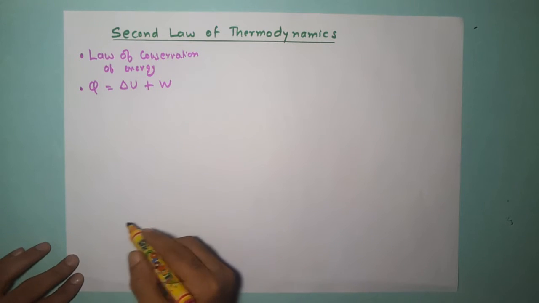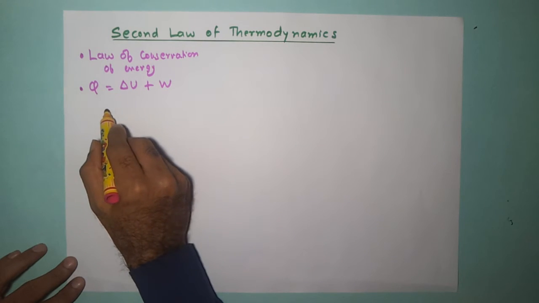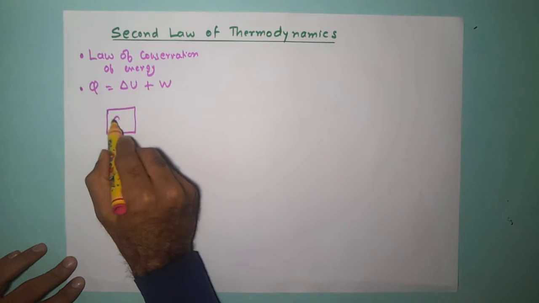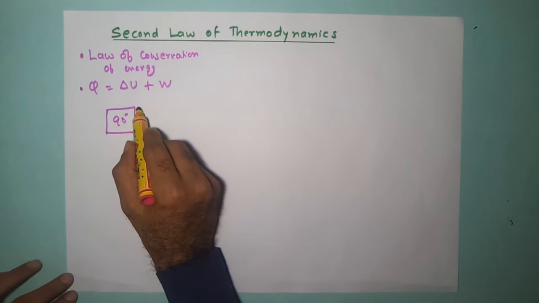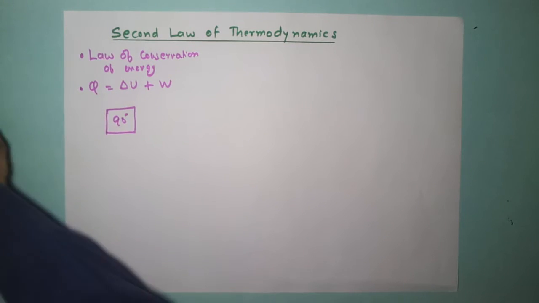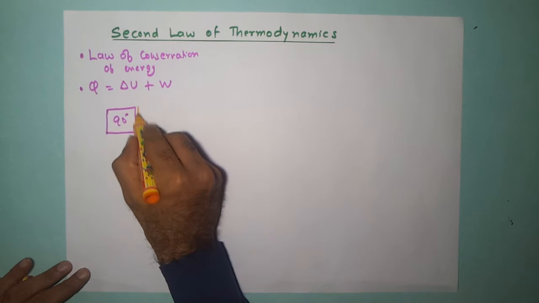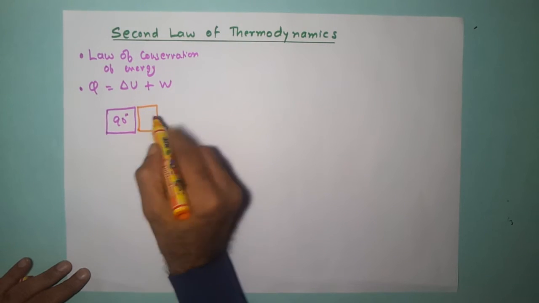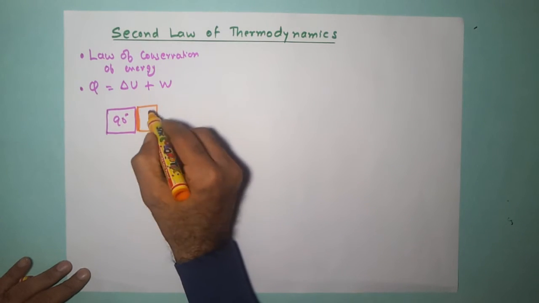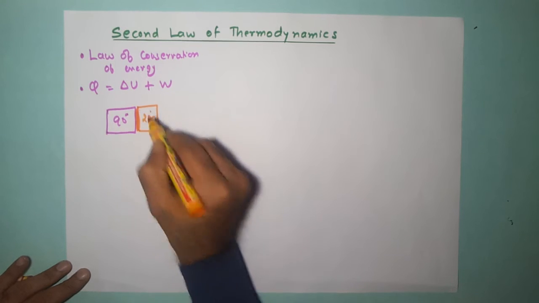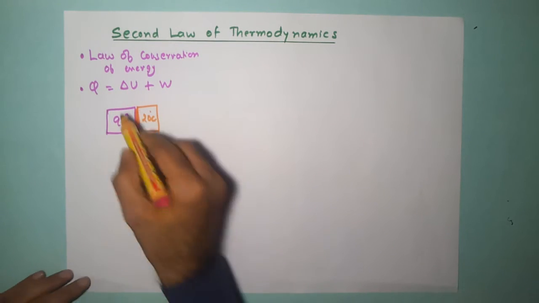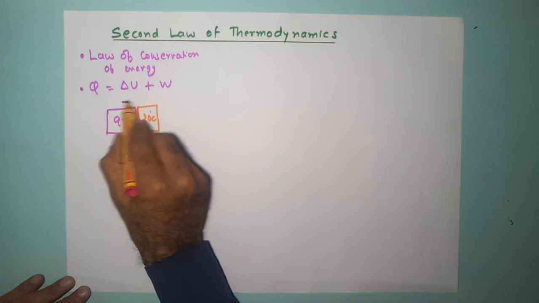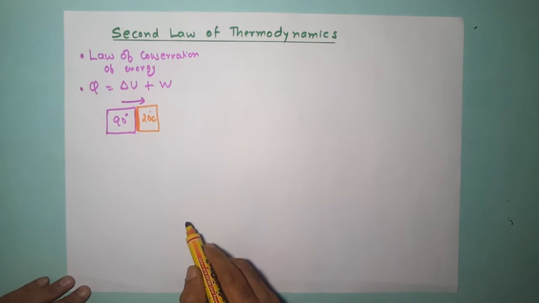Let's look at them. Let me take an example. Let us say we have an object at 90 degrees Celsius and I bring it in contact with another object. Let's say they are touching each other, and this is at 20 degrees Celsius. What we know is heat transfer will happen from the object at higher temperature to the object at lower temperature.